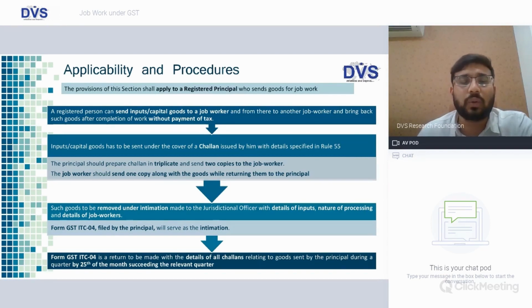Procedures relating to job work. Provisions of this section shall apply to a registered principal who sends goods for job work. A registered person can send inputs or capital goods, as we have seen.